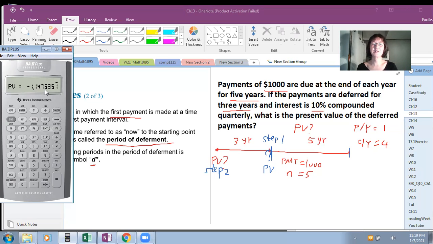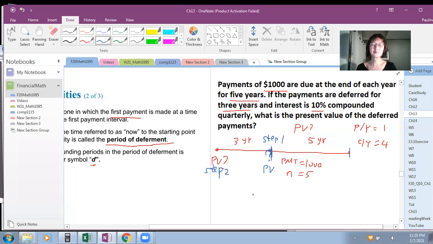Present value here. So this is a calculator method. Now you can also use Excel, but when you use Excel, because we have PY not equal to CY, you have to calculate the equivalent rate per payment period P.